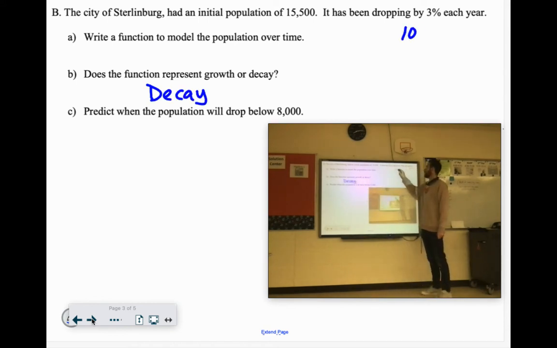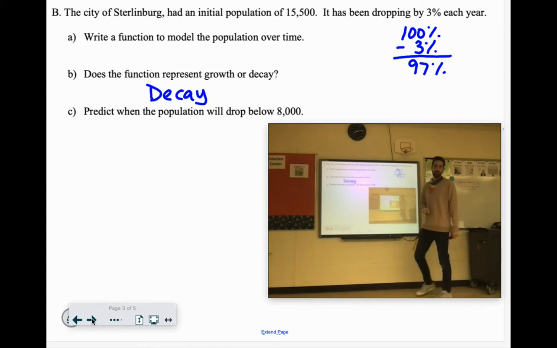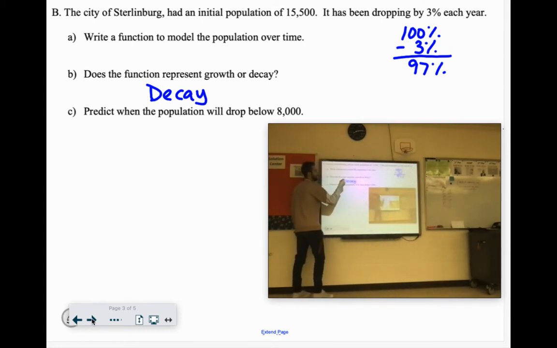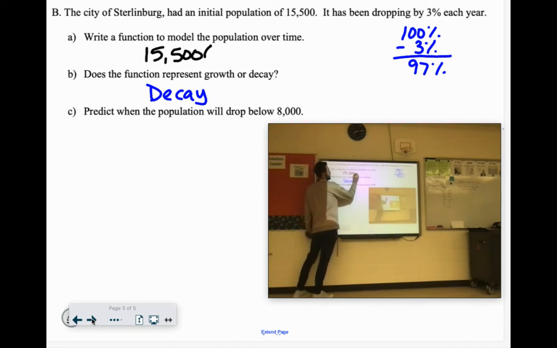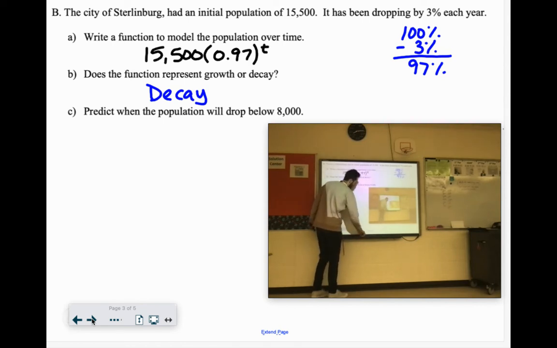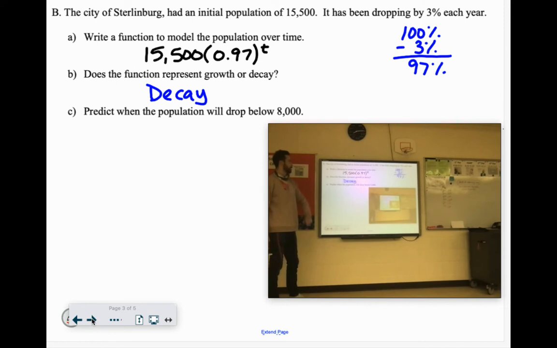So if it's starting off 100%, you're losing 3% each year, you're keeping 97% of the residents each year. So the way we're going to write that, our initial amount, 15,500. We did the 1 minus 0.03, or 100 minus 3, to get 97%. In decimal form, it's 0.97 to the t.